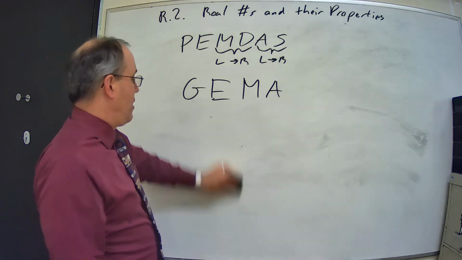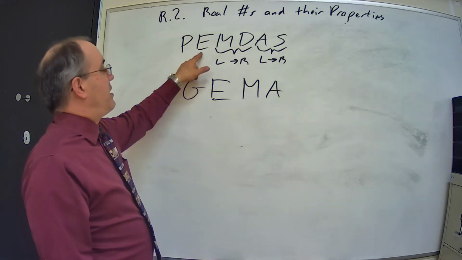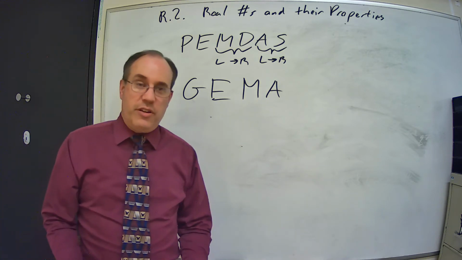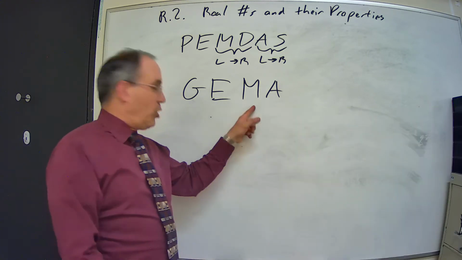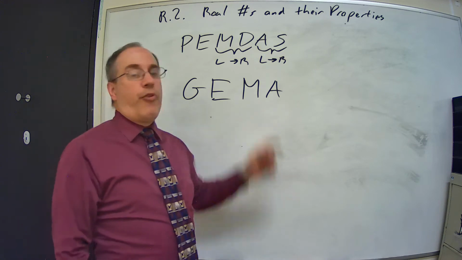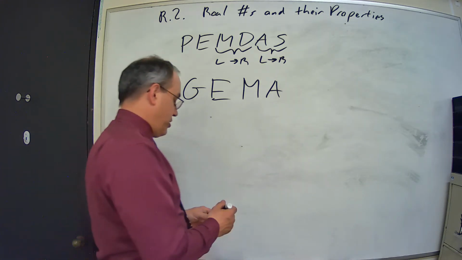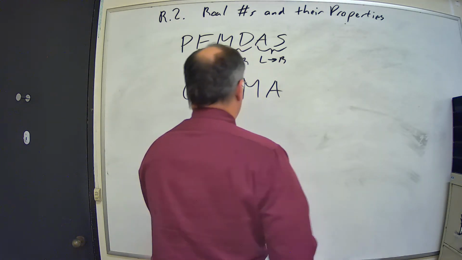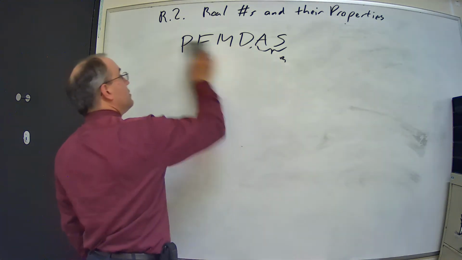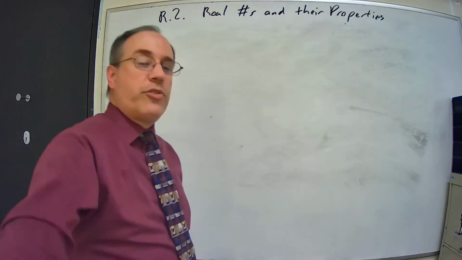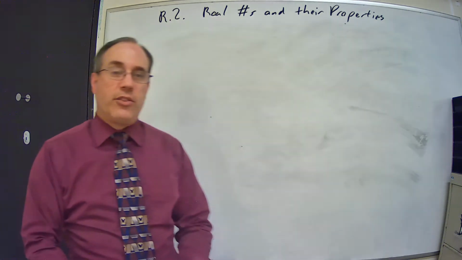So grouping. E for exponents, so that doesn't change, but now we just have the M saying multiplication and division. They're done at the same time, multiplication, division. A for addition and subtraction. Done at the same time, addition and subtraction. So there's order of operations. So you want to make sure that you keep that in mind and get those done correctly.